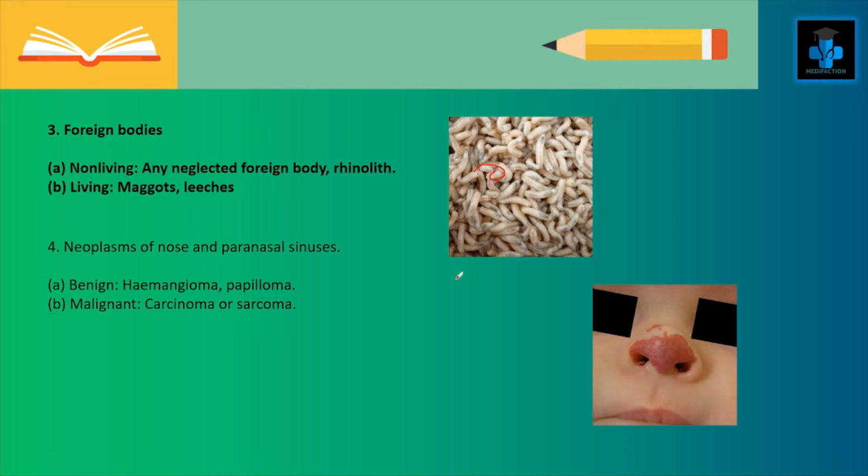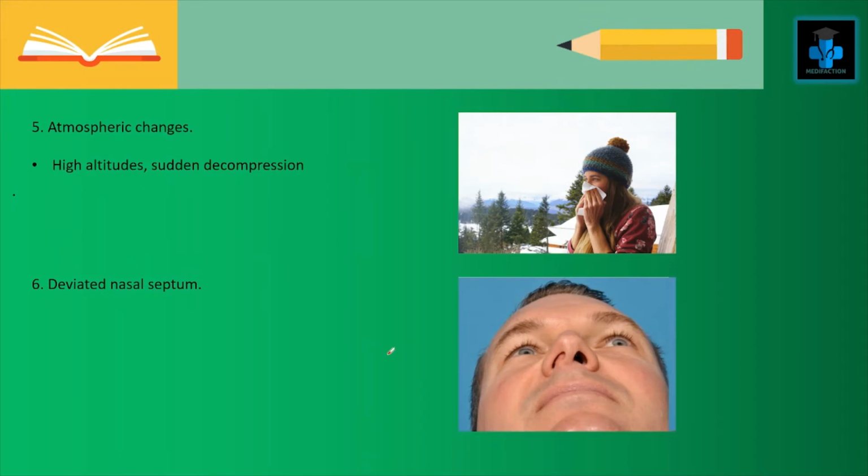Another important local cause is neoplasms of the nose and paranasal sinuses. It may be malignant or benign. In benign, we have examples such as hemangioma and also papilloma. Under malignant, we have carcinoma or sarcoma. Other causes like atmospheric changes due to high altitudes and sudden decompression can cause epistaxis, and also a deviated nasal septum can sometimes cause epistaxis.